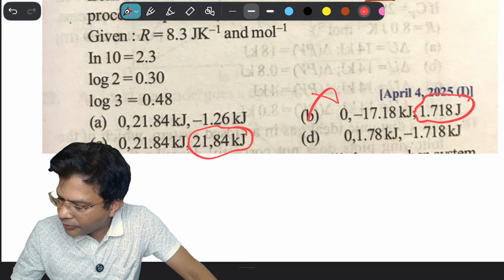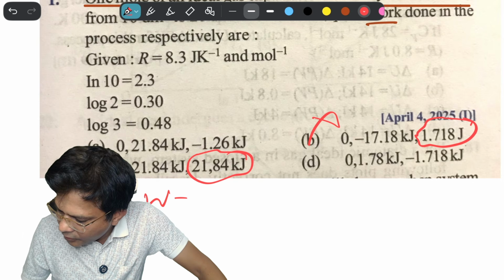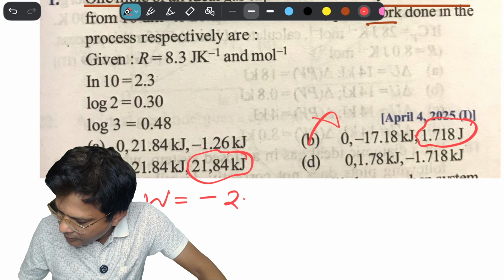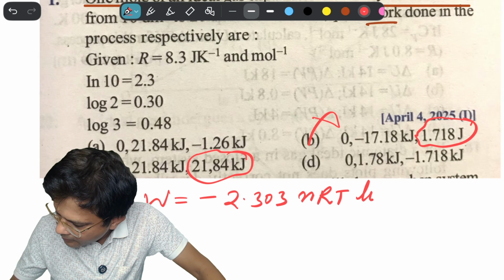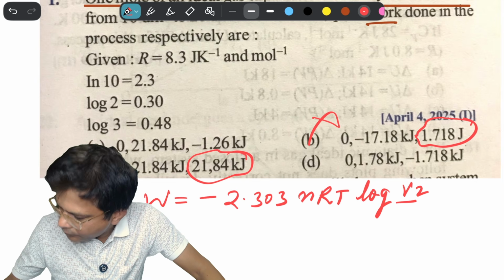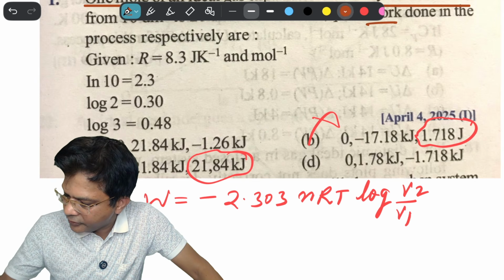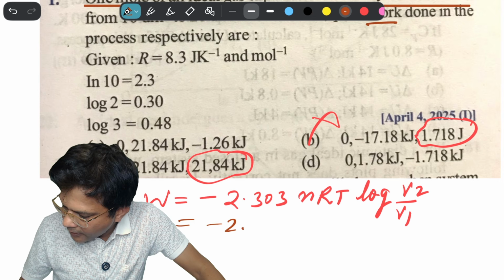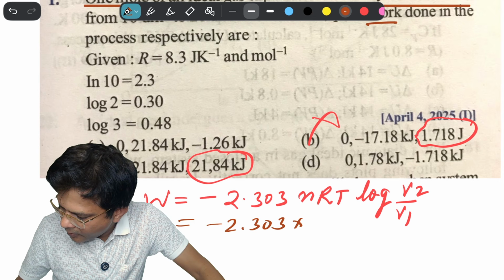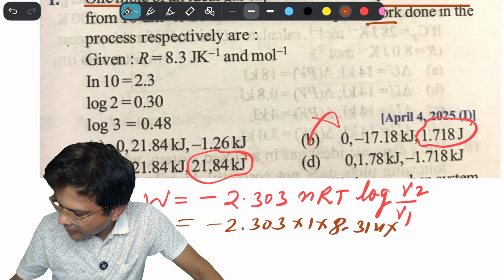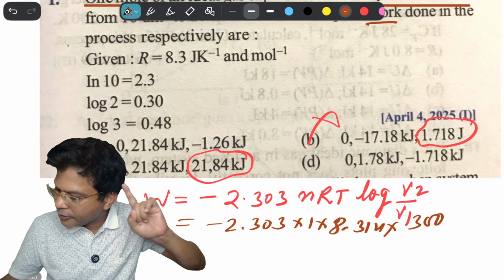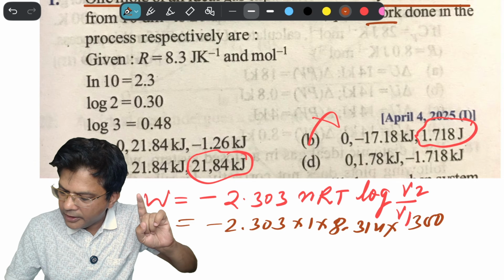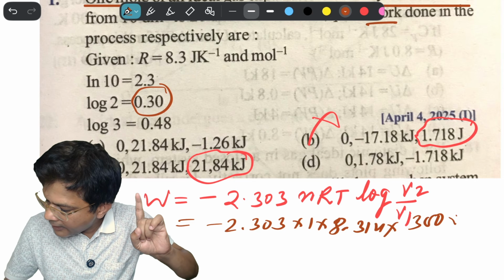Now let's write down the formula. W is equal to minus 2.303 nRT log V2 upon V1, final volume upon initial volume. Now see, minus 2.303, n number of moles 1, R value is given 8.314, temperature is given 300, and log V2 upon V1 is 20 by 10, log 2 is 0.3010. Already they have given the value, otherwise you should know that 0.3.